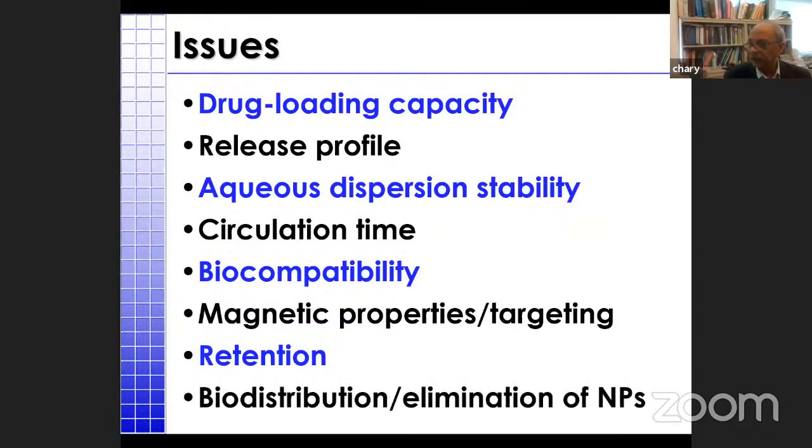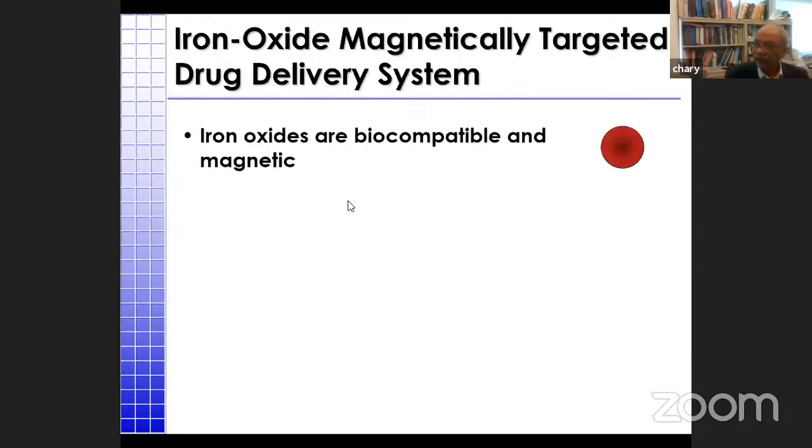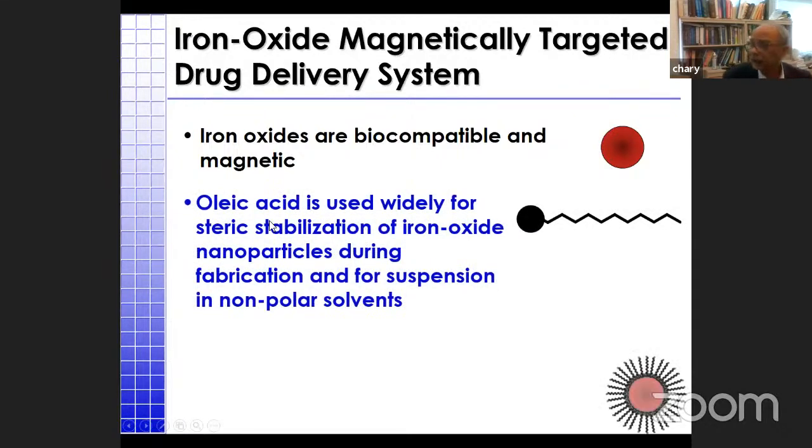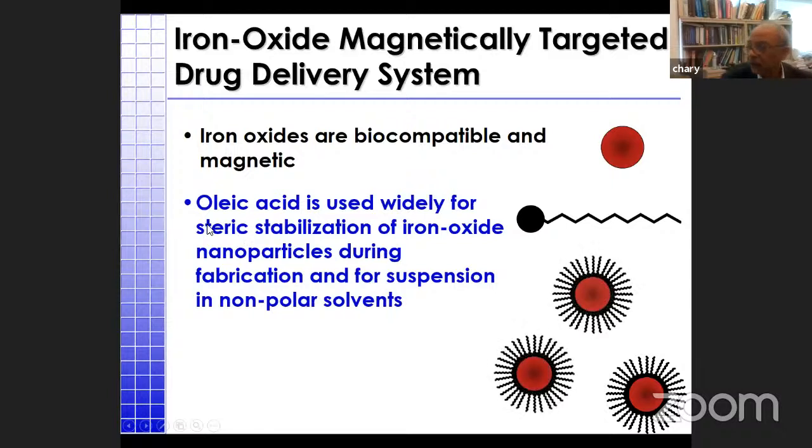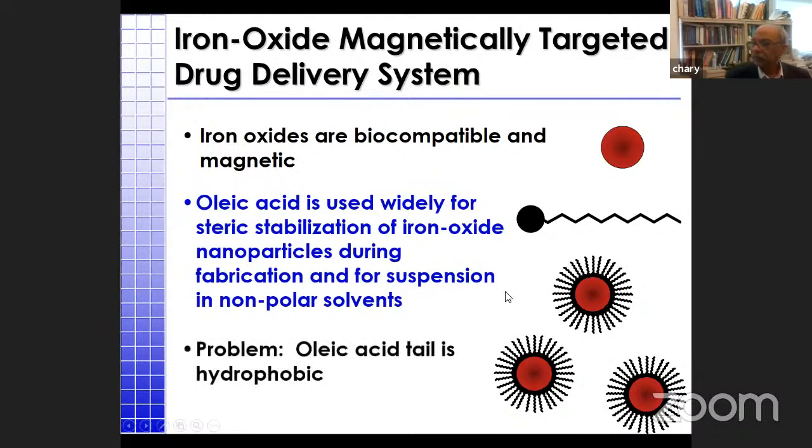So I'll give you one example of this. We all know that iron oxides are biocompatible and they're also magnetic. Here is a sample iron oxide nanoparticle on the right-hand side. To load the drug molecules into these magnetic nanoparticles, we attach oleic acid, which has a long hydrophobic tail, to the iron oxide and create nanostructures like this. Once you do this, the oleic acid tail is hydrophobic. So the problem is iron oxide will not get into the human blood. So what do we do here?